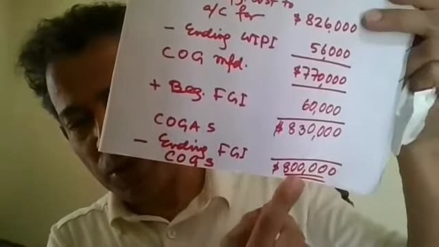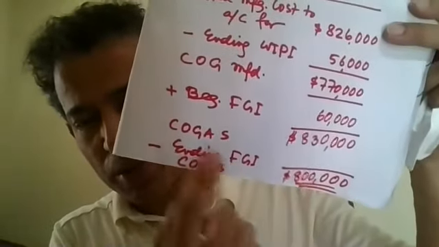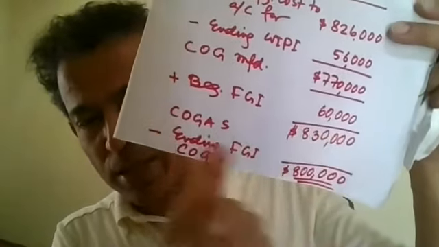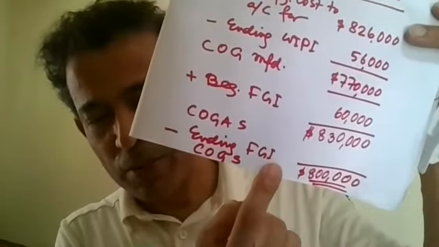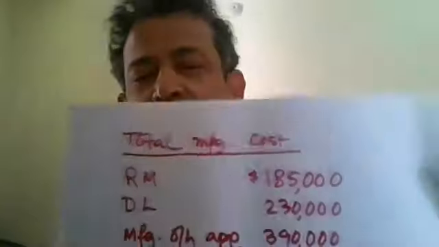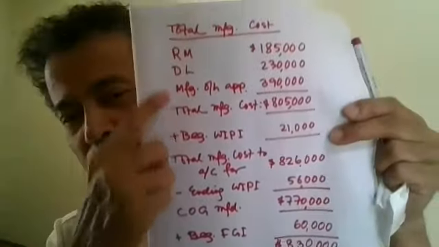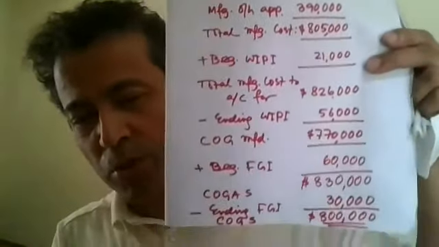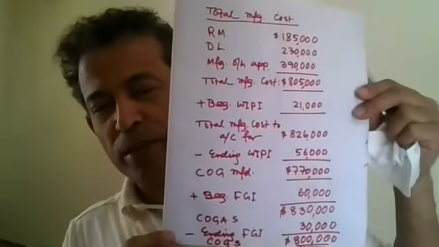So now fill in the blanks. Fill in the blank here. So your cost of goods sold final number is 800,000, but COGAS was 830. So how much is your ending FGI? Must be the difference. So the difference is $30,000. All right. So we not only have the cost of goods manufactured schedule here, we have the cost of goods sold schedule here, the full schedule here.